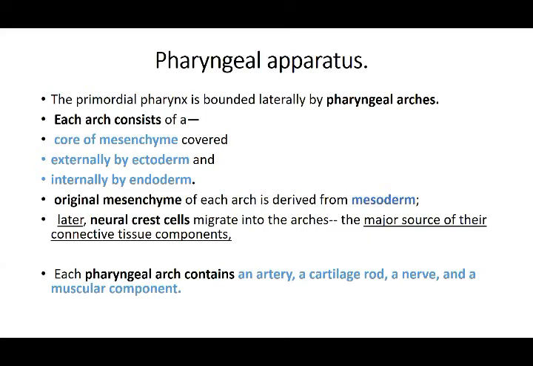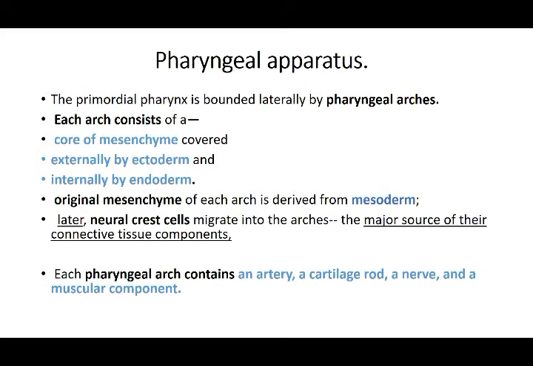This primordial pharynx is bounded laterally by the pharyngeal arches. Formerly, it was just used as pharyngeal arches, the term pharyngeal arches. But then they said that if you say pharyngeal arches, it just means one component of it. So it's more appropriate to use the term pharyngeal apparatus, because pharyngeal arches are a part of the apparatus. I'll tell you what the components of this pharyngeal apparatus are.